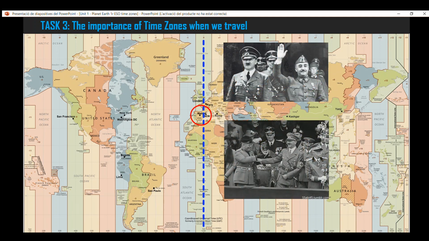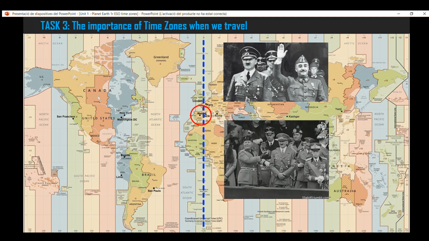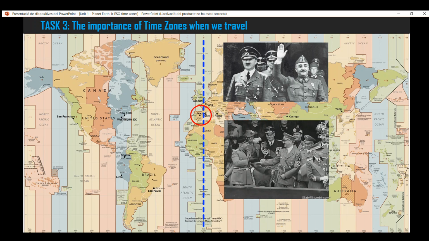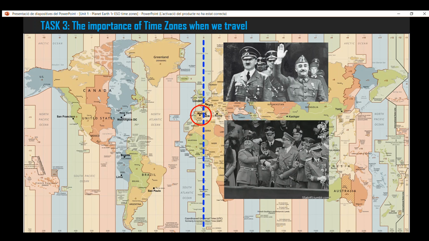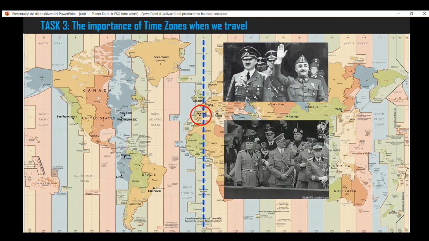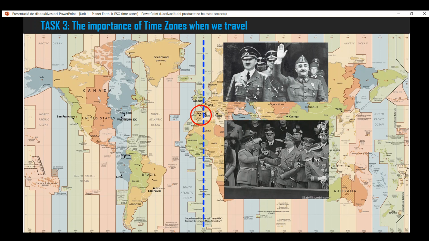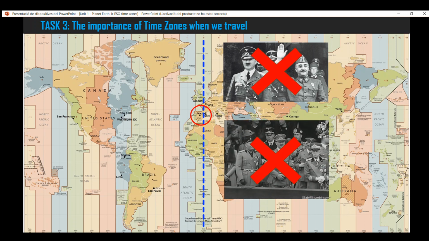In 1940, the Spanish dictator Francisco Franco changed the time zone of Spain by changing the Greenwich Mean Time to Central European Time during the Second World War. Why? Basically because Franco wanted to be in line with Nazi Germany and the fascist Italy of the time. Yes, Spain is no longer a dictatorship.